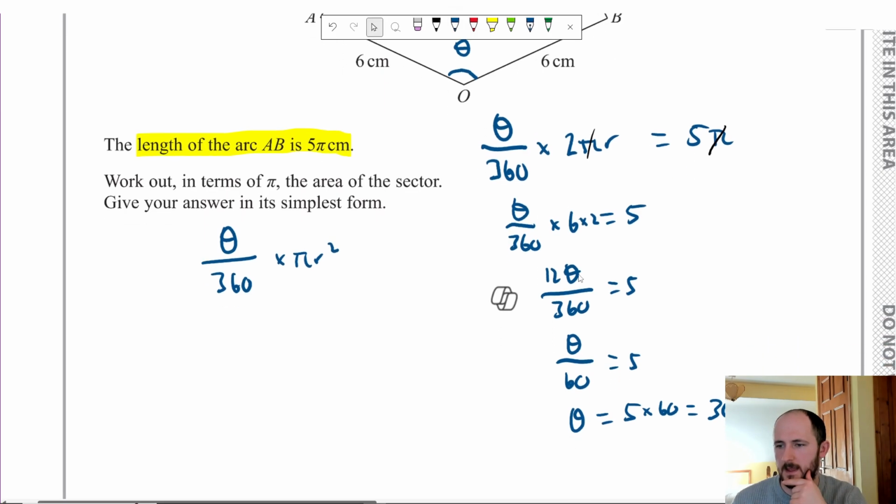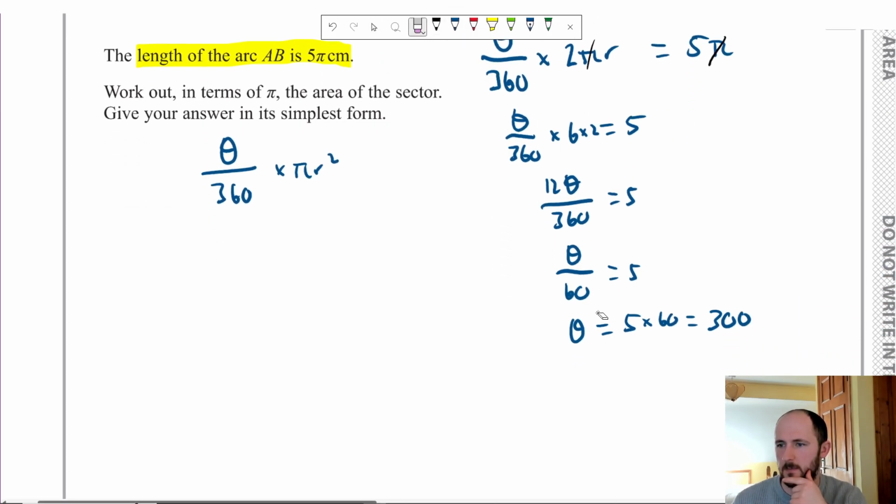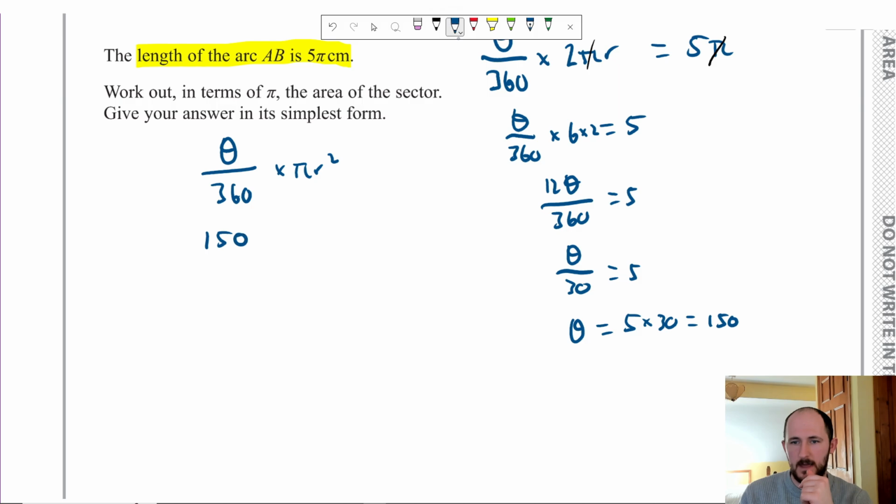There we go. And then that should be, if we divide top and bottom by, what could we divide it by? We could divide it by 4. We could divide it by 12 still. That would give me 30. There you go. Okay. That's why you don't rush. There we go. Now we can sub into the area of a sector formula.